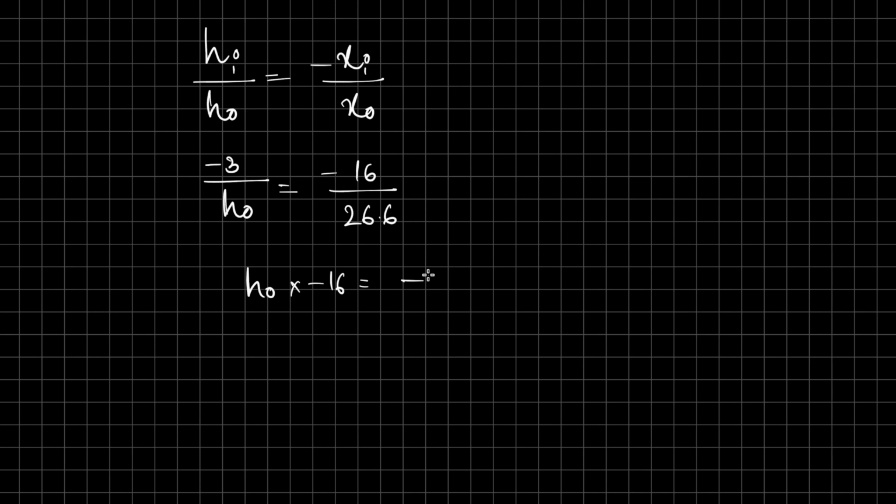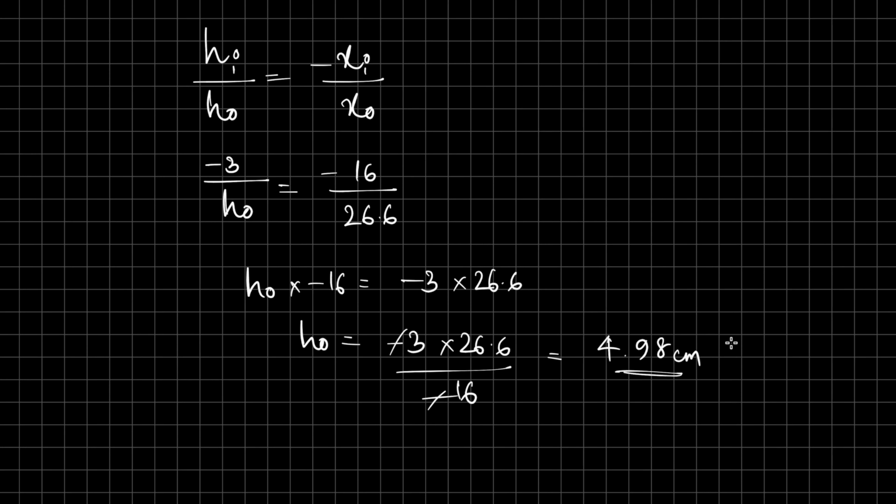Now to find the height of the object, we can use the magnification equation. Hi over ho equals minus xi over xo. Height of the image is given. It's -3 centimeter. Height of the object is unknown. Xi is 16 centimeter. Xo is 26.6 centimeter. Cross multiply: ho times -16 is equal to -3 times 26.6. Ho is equal to -3 times 26.6 divided by -16. Negative and negative cancel. If you solve it, you'll get 4.98 centimeter, approximately 5 centimeter.